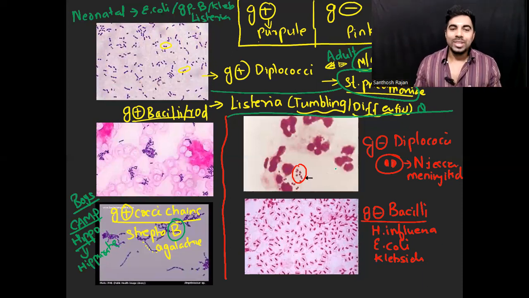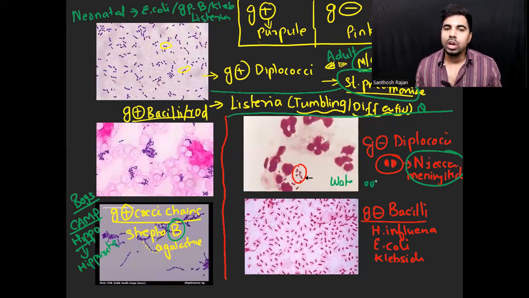Right. Now, meningococcus. I'm not going to talk too much, but a few things you should know. One important thing about the meningococcus is that there's one complication called Waterhouse-Friderichsen syndrome. That question can be asked. What is important in Waterhouse-Friderichsen syndrome? There is adrenal gland hemorrhage. Adrenal gland hemorrhage in which one? Please remember, it's meningococcus.